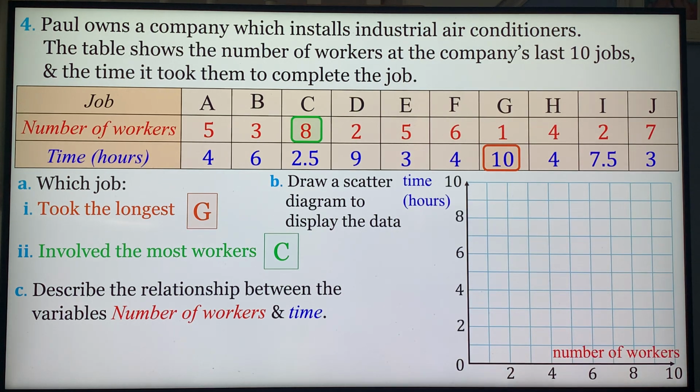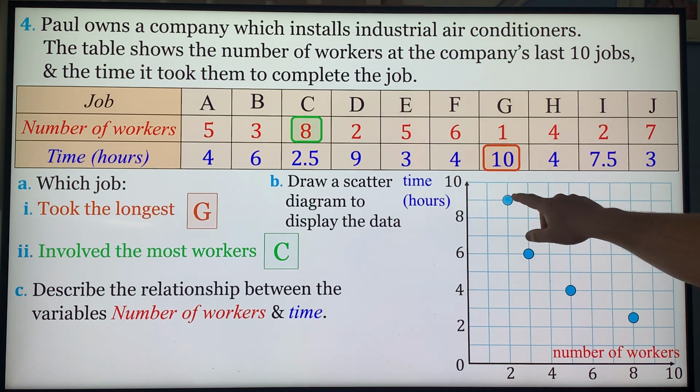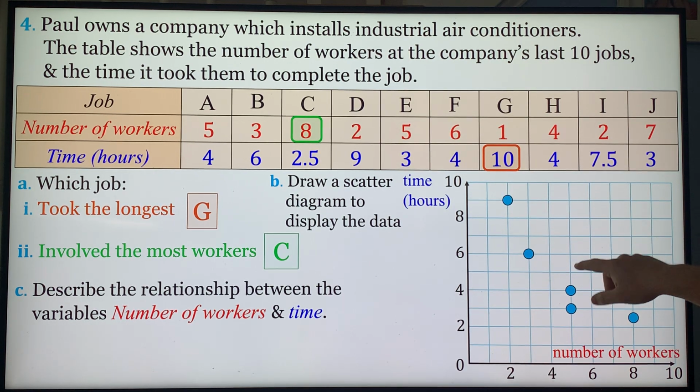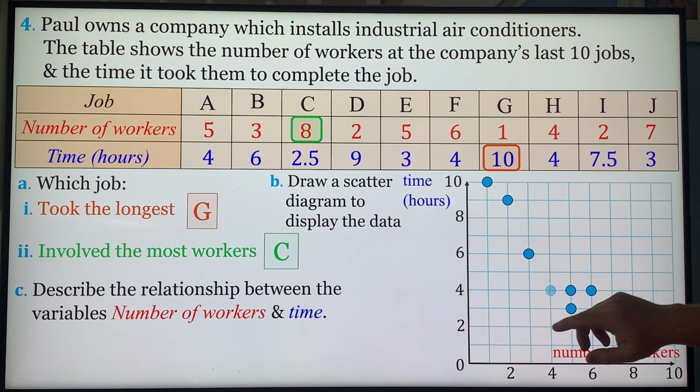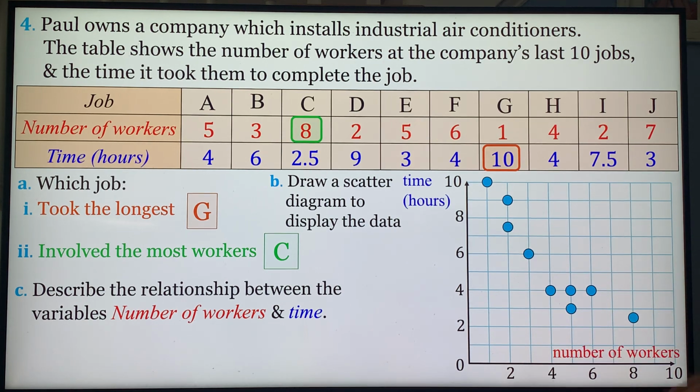0 to 10. Okay, so actually the time changes based on how many workers. The more workers you have, the less time a job should take. I give you the answer. All right, here we go. Let's plot some points. 5 over 4 up. 3, 6, 8, 2.5. 2, 9. 5, 3. 6, 4. 110. 4, 4. 2, 7.5. And 7, 3. Now, is there a relationship here?